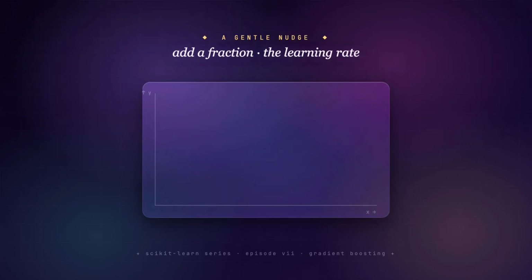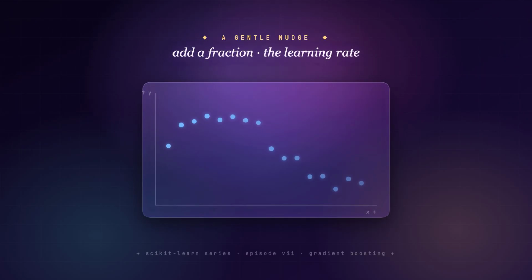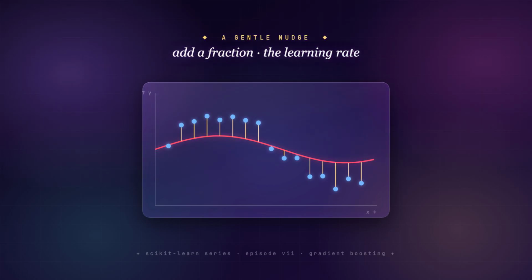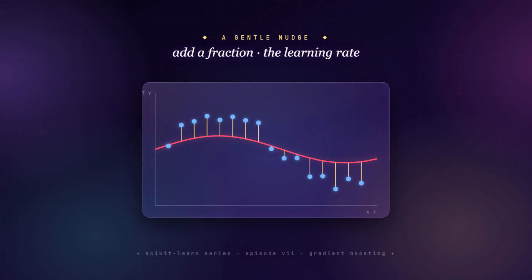We add that correction tree onto our running prediction, but only a small fraction of it, scaled down by something called the learning rate. A gentle nudge in the right direction, never a wild leap. Then we recompute the residuals, and sure enough, they've shrunk a little.